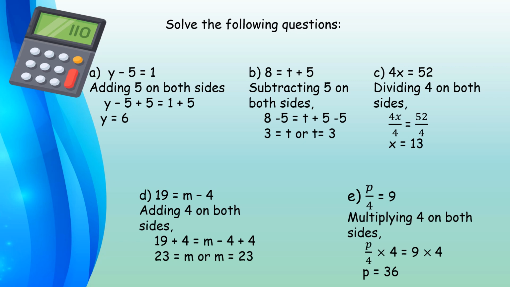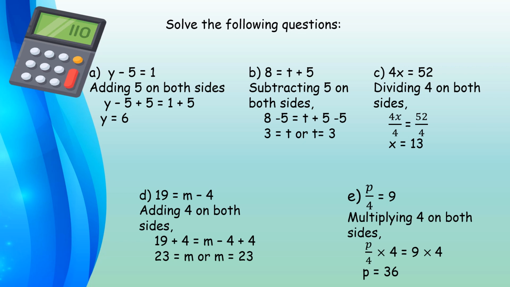Next, 19 equals m minus 4. Can we subtract 4 from m? No. The opposite of minus 4 is plus 4. Plus 4 means adding 4. So adding 4 on both sides, we get 19 plus 4 equals m minus 4 plus 4. So what is the value of m now? It's 23.